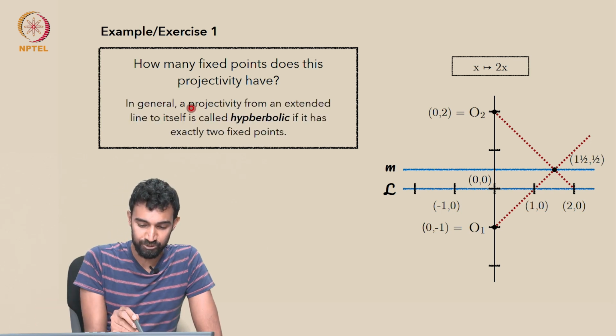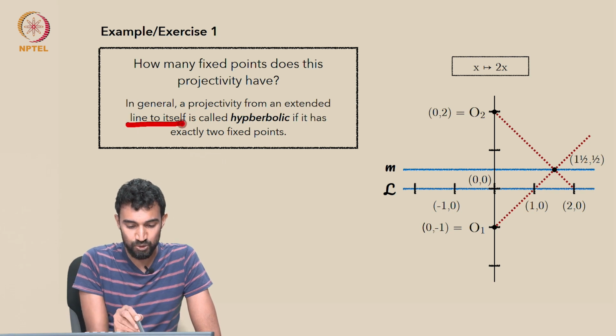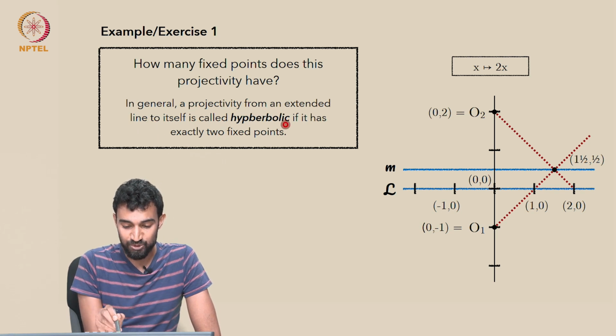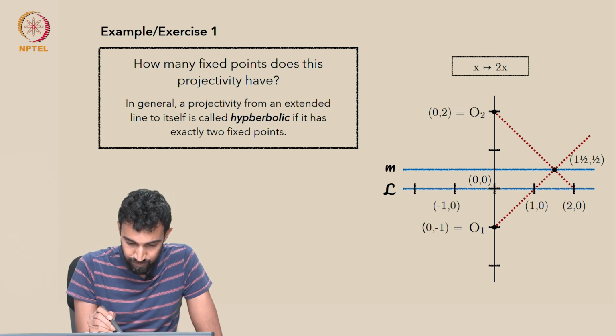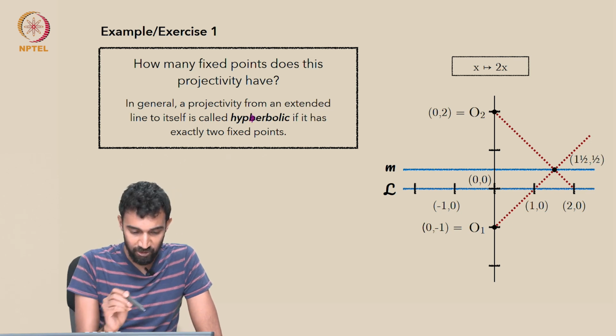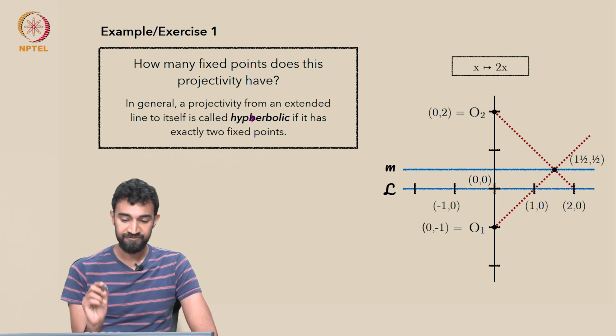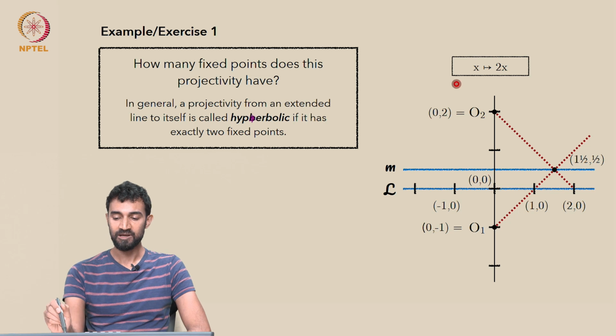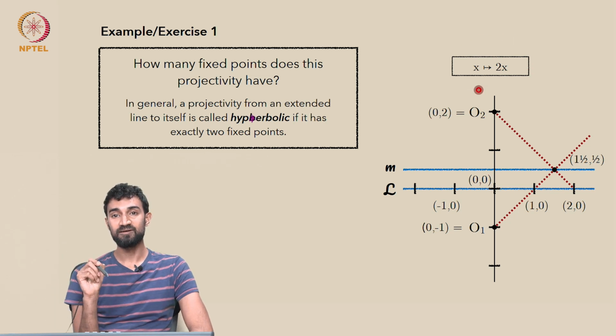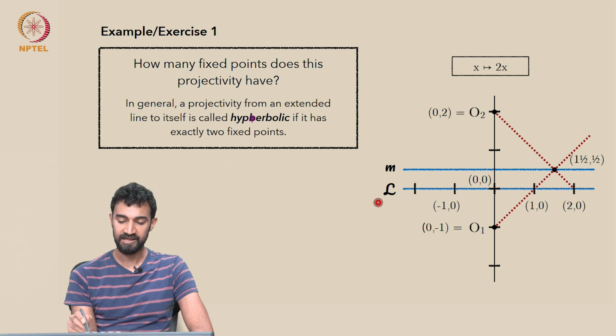And in general, a projectivity from an extended line to itself is called hyperbolic, small typo there, hyperbolic, if it has exactly 2 fixed points. So this is an example of a hyperbolic projectivity from the line L to itself.